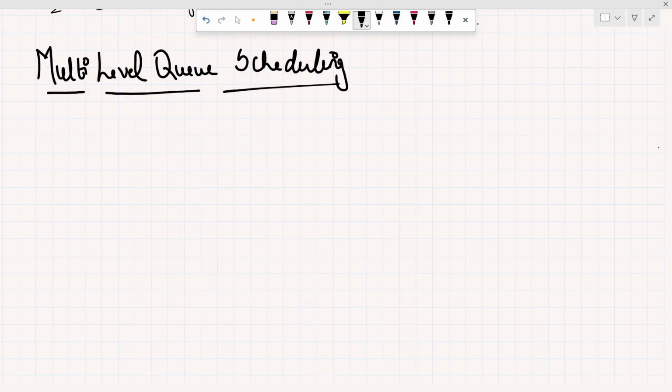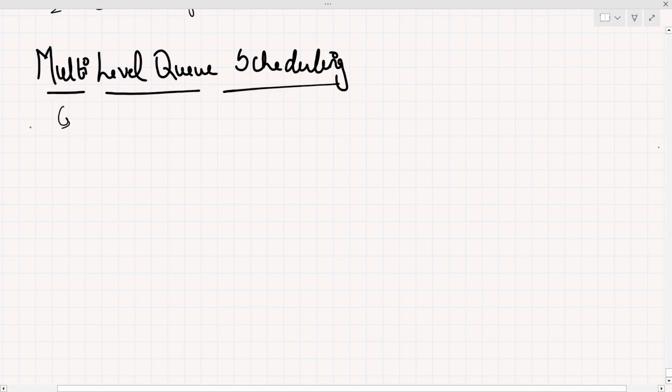In this video, we are going to understand a new scheduling algorithm, which is multi-level queue scheduling. Okay, so let's start. Multi-level queue scheduling is basically similar to all the scheduling we discussed previously. In this scheduling algorithm, what we are going to do is have multiple queues, and for the different queues you can apply different scheduling algorithms like SJF, SRTF, FCFS, whatever.